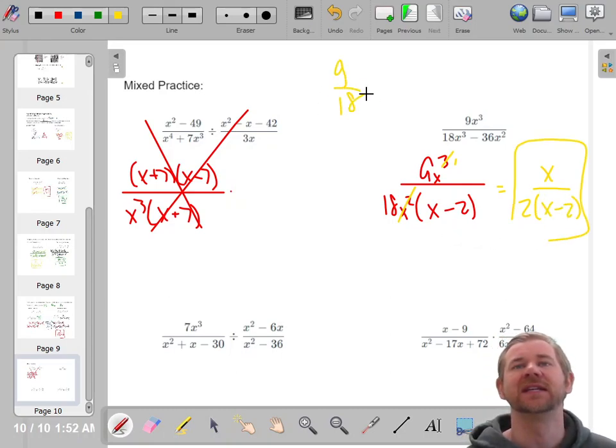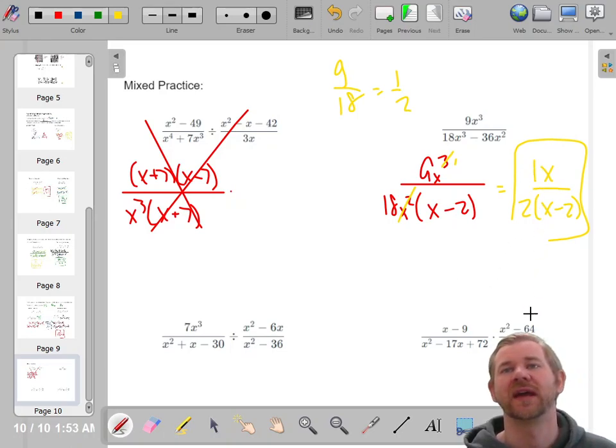If you have 9 over 18, nothing has changed. That is still 1/2. 9 over 18 can still be reduced. It's a product. The division will help you reduce it.